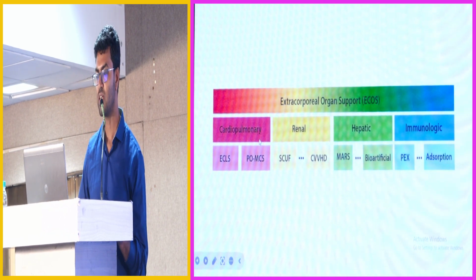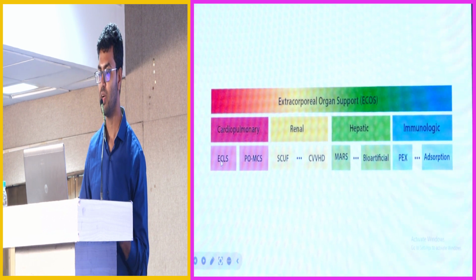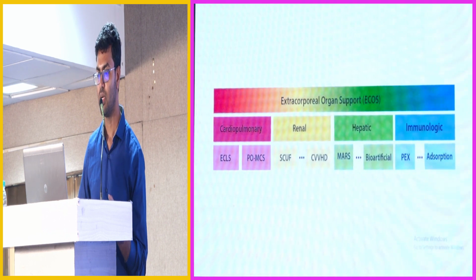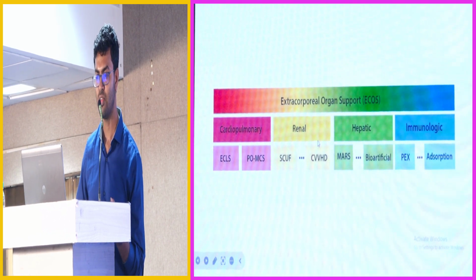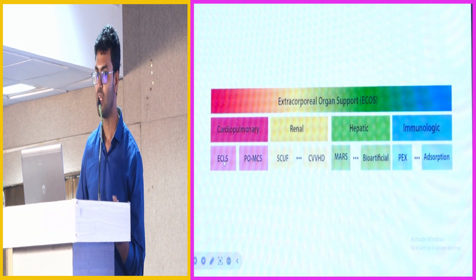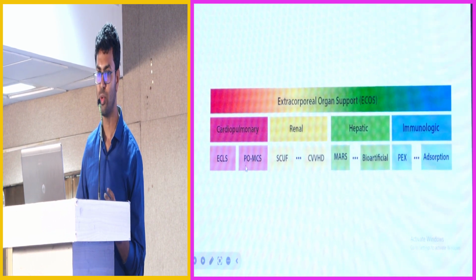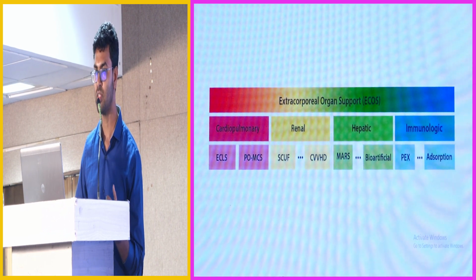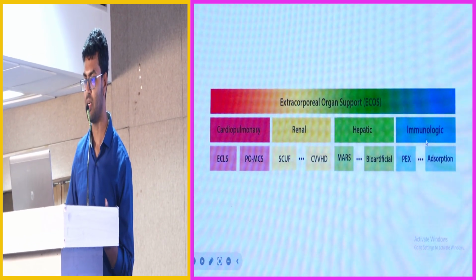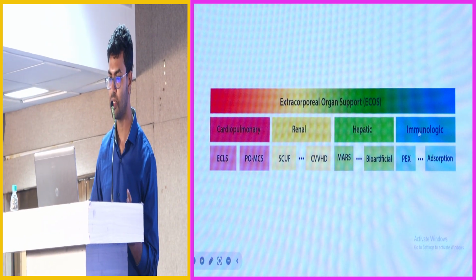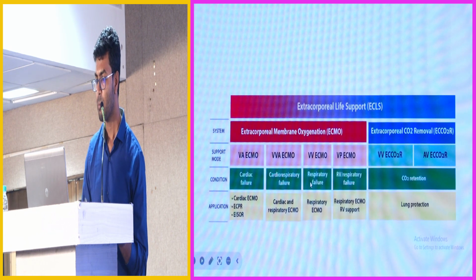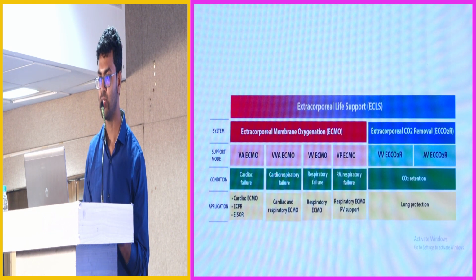So we have various extracorporeal organ support systems. For renal, you have CRRT, intermittent hemodialysis and all. But for cardiopulmonary support, we have either extracorporeal life support or pump-only mechanical circulatory support. That is where you don't have an oxygenator, you just have a pump which supports either the right or left side of the heart. Other immunological and hepatic organ support systems are there, but we'll mainly focus on the ECLS.